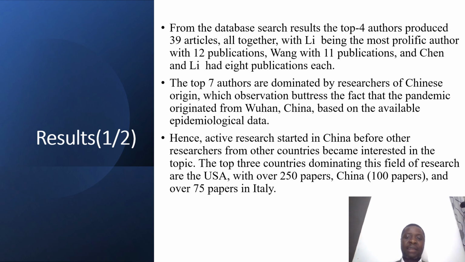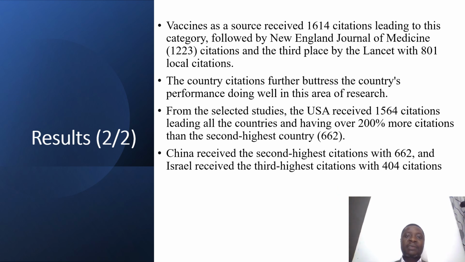The top 3 countries dominating this field of research are the United States with over 250 papers, China with 100 papers, and over 70 papers from Italy. Vaccines as a source received 1,614 citations, leading this category, followed by New England Journal of Medicine with 1,223 citations, and in third place the Lancet with 801 local citations.